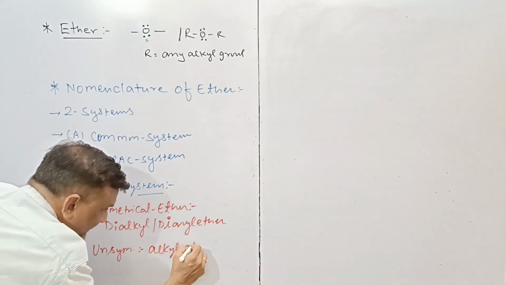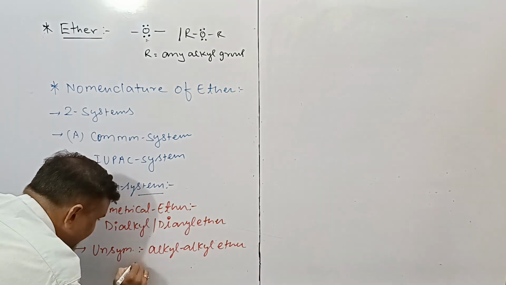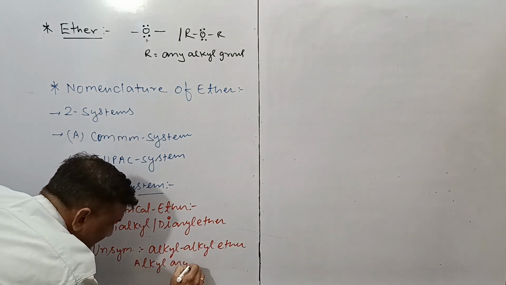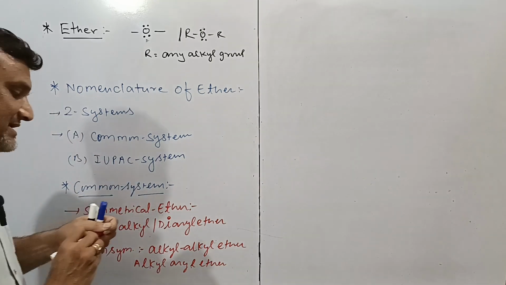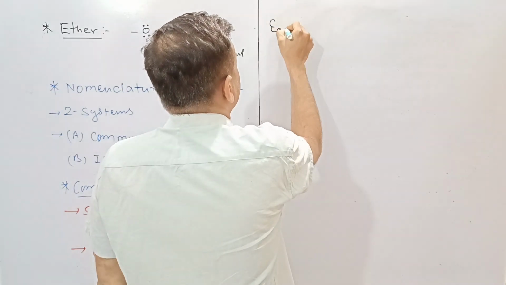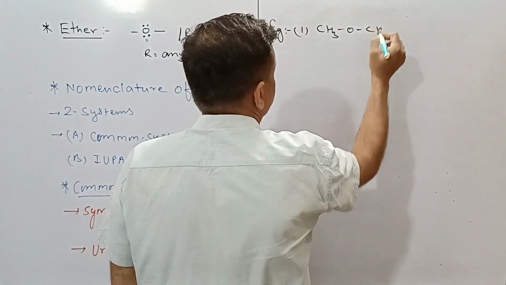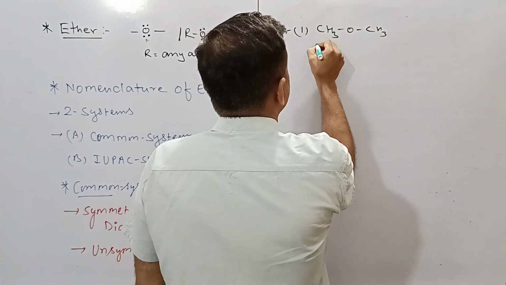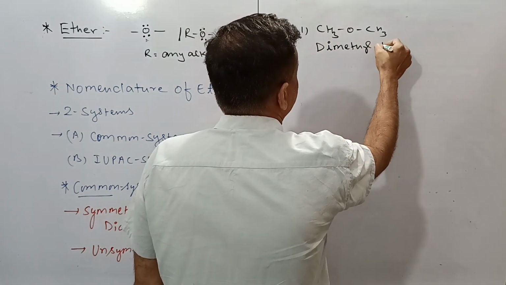And unsymmetrical ethers or mixed ethers are named alphabetically as alkyl alkyl ether, or we can call it alkyl aryl ether. For this we can take just 2-3 examples. Suppose you have this one as the first example, CH3OCH3, both are methyl groups. It is a symmetrical ether also, so it is called dimethyl ether.